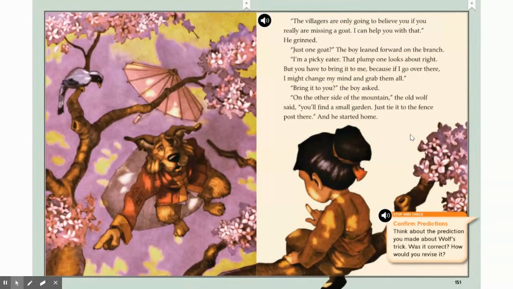He says, "Can I have just one goat?" That way he's trying to make a deal with the boy. And that way the villagers will really believe the boy. He asked the boy to bring him a goat the next day. Tie it to the fence post, he said.